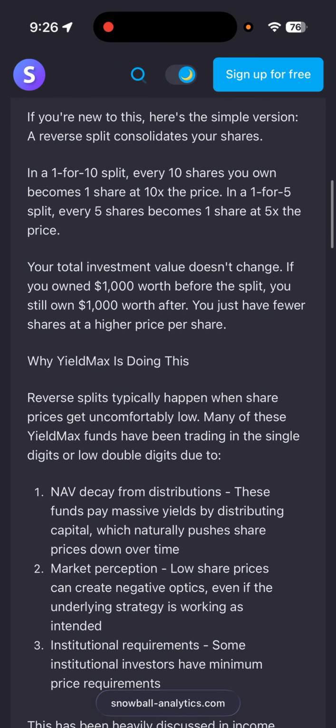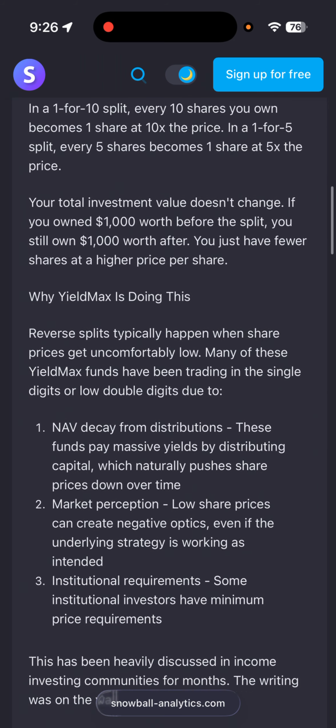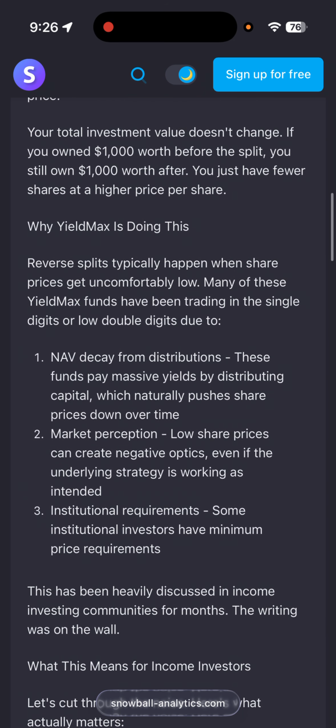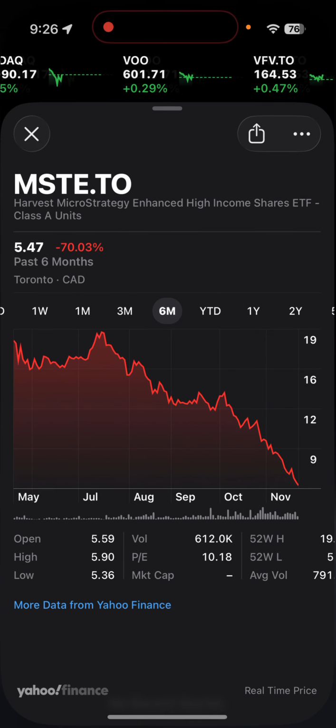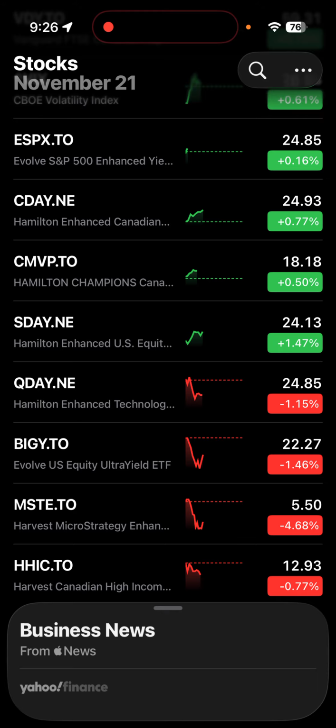So again, why are they doing this? I think the reason they do this is, it outlines it here: market perception, where low share prices create negative optics, and institutional requirements, since some institutional investors have minimum price requirements. So I want to look at a few examples here.